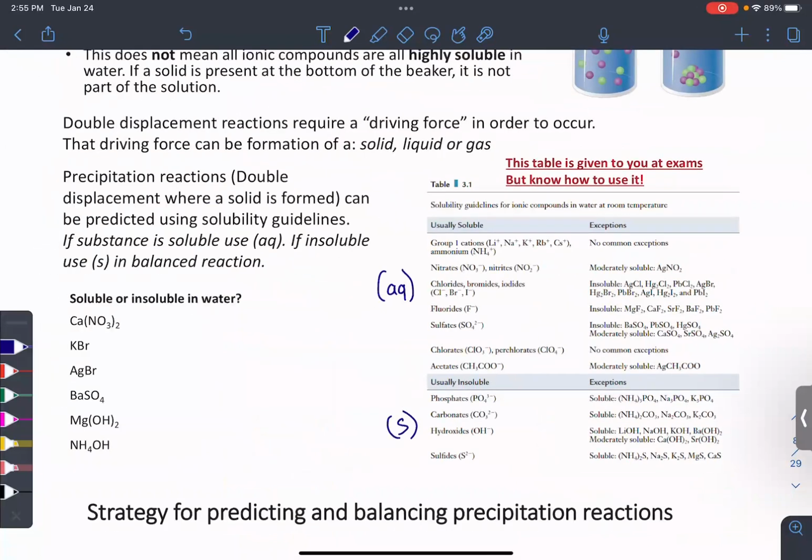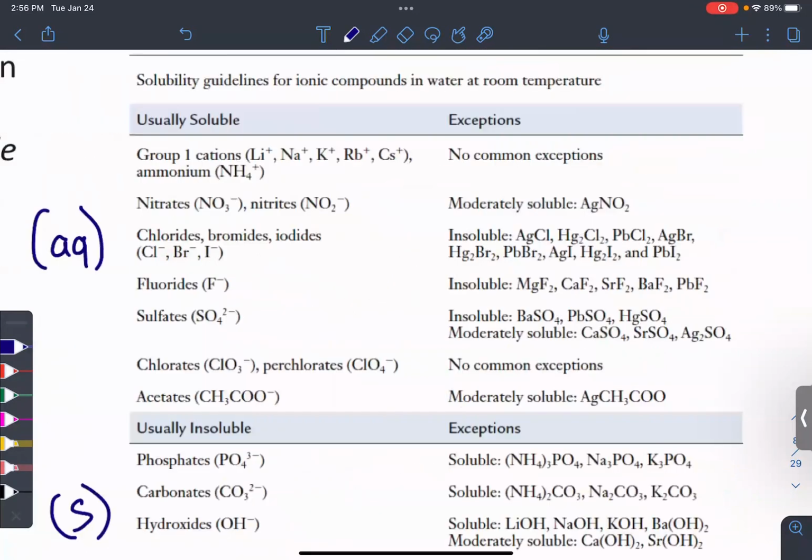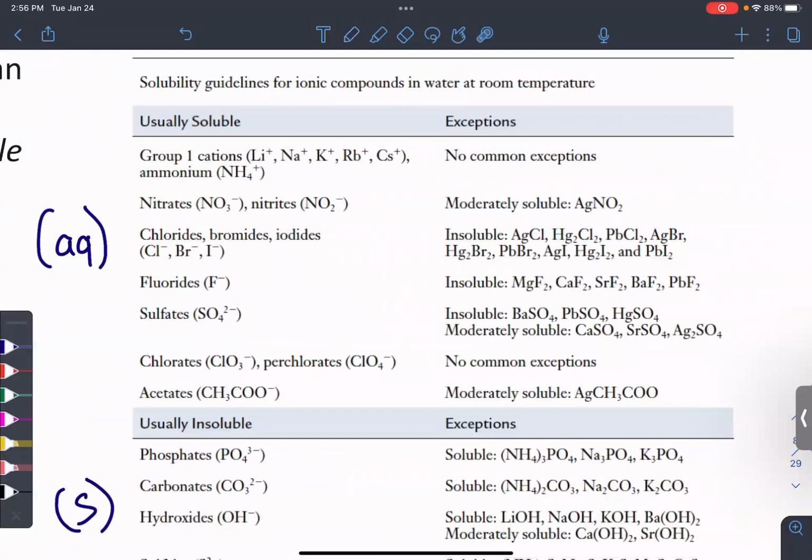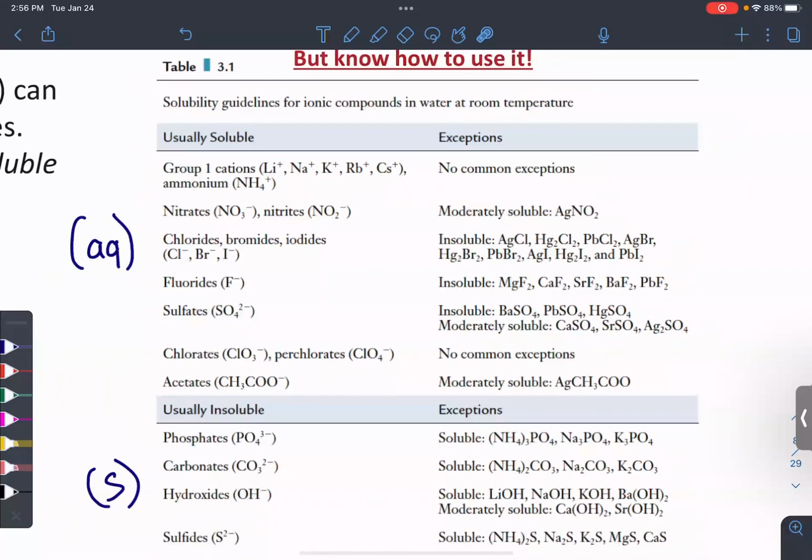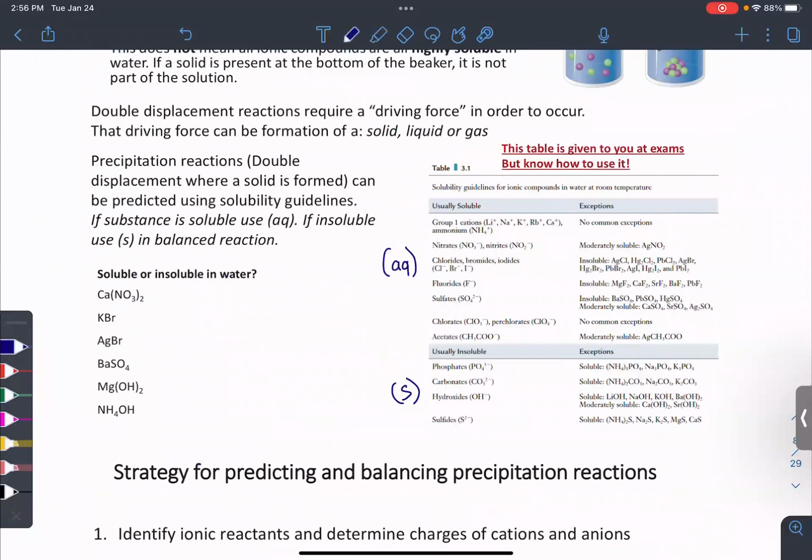All right, so let's predict whether these things are soluble or insoluble in water. Locate calcium nitrate on the table. If we look here, nitrate is right here. So is calcium nitrate soluble or insoluble in water? Soluble, yeah, because it's not one of the exceptions. If it's soluble, what designation does it get in our formula? Aqueous. It'll get AQ, meaning it's soluble.